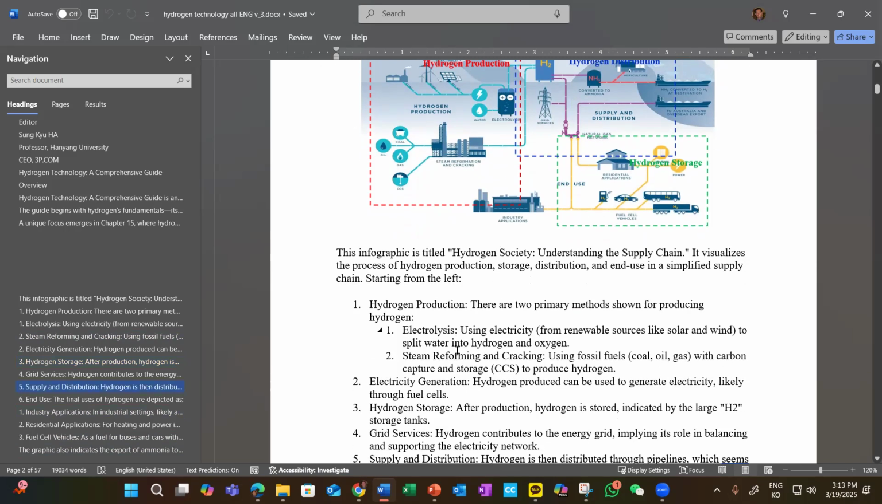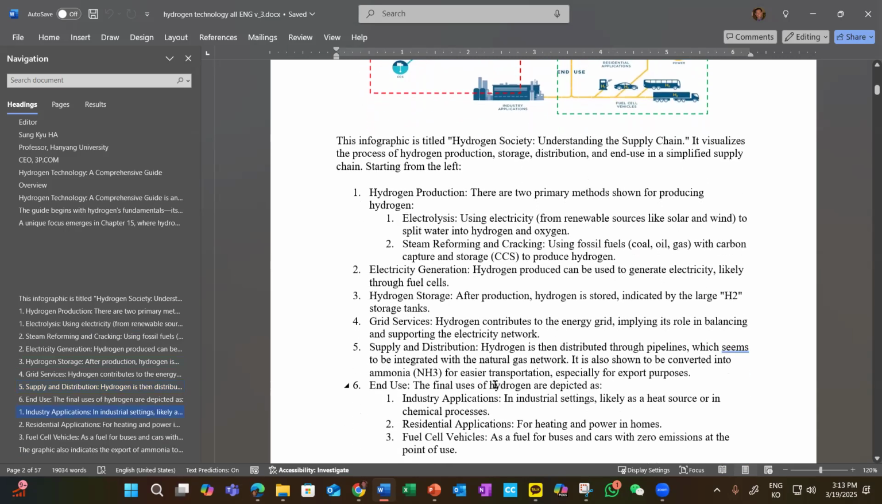That is the electrolysis. And steam reforming and cracking is the other most important methodology, using fossil fuels, which contain mainly CH4, methane. Also very important, we need to capture the carbon. Carbon capture and storage, we call CCS, to produce hydrogen. So we will briefly review those two methods.